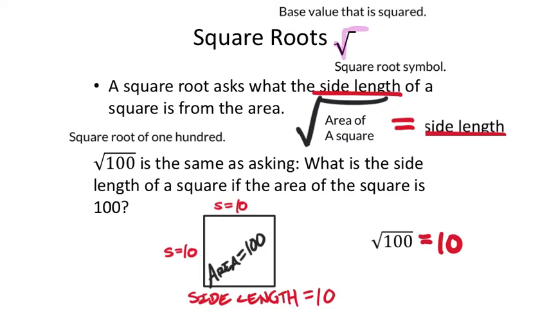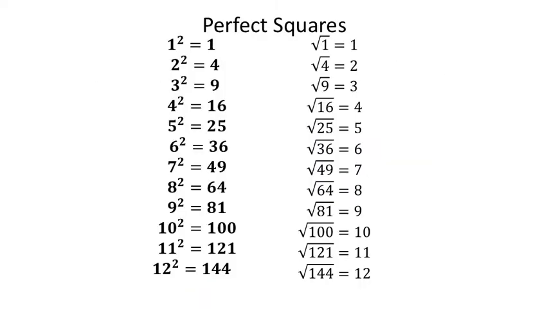So this number on the inside of the square root symbol is called a radicand, and the square root symbol is a type of radical. We're never going to actually test you on that language, but we may use that vocabulary from time to time. All right, what we're looking at here is perfect squares.